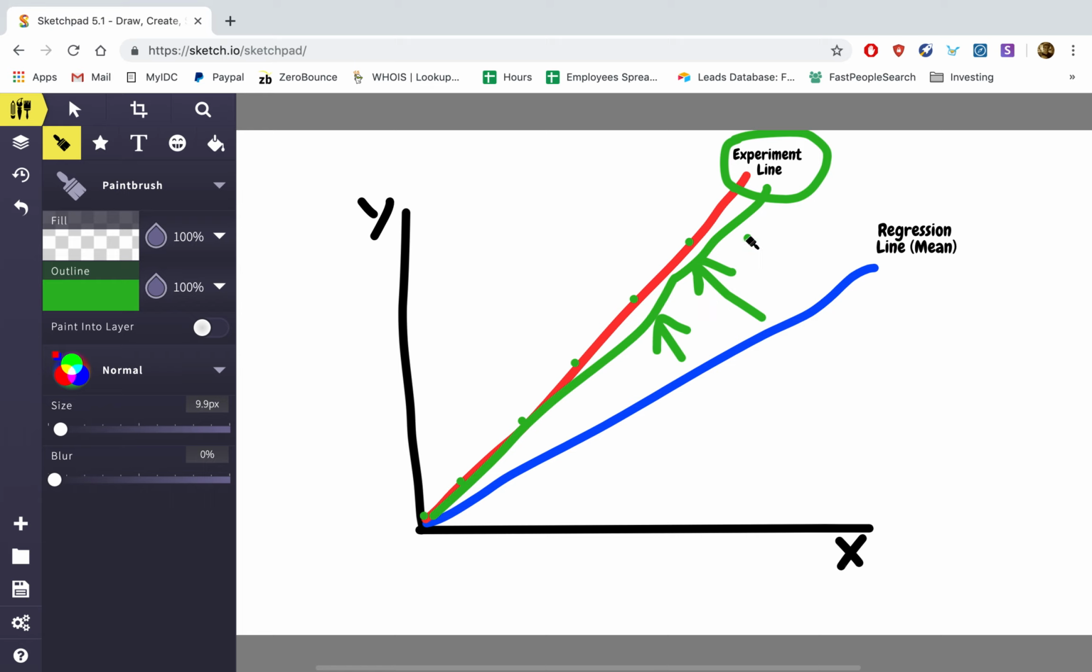So again, lower correlation means that it's not going to have as much to do with this experiment and it's going to hang out more towards our population mean. And the higher correlation, it's going to drift away from our population mean and go more towards our experimental or our sample mean. I hope that helps.